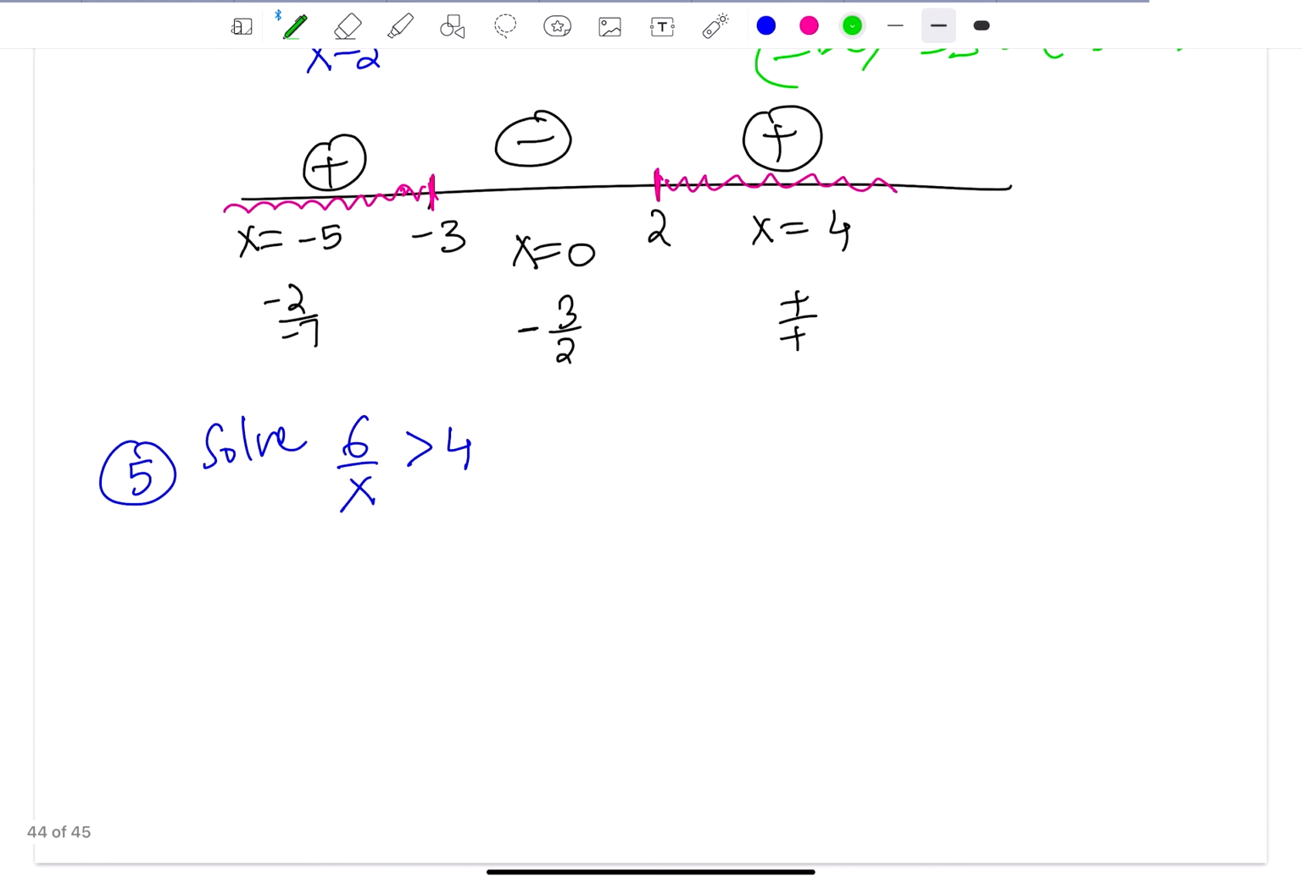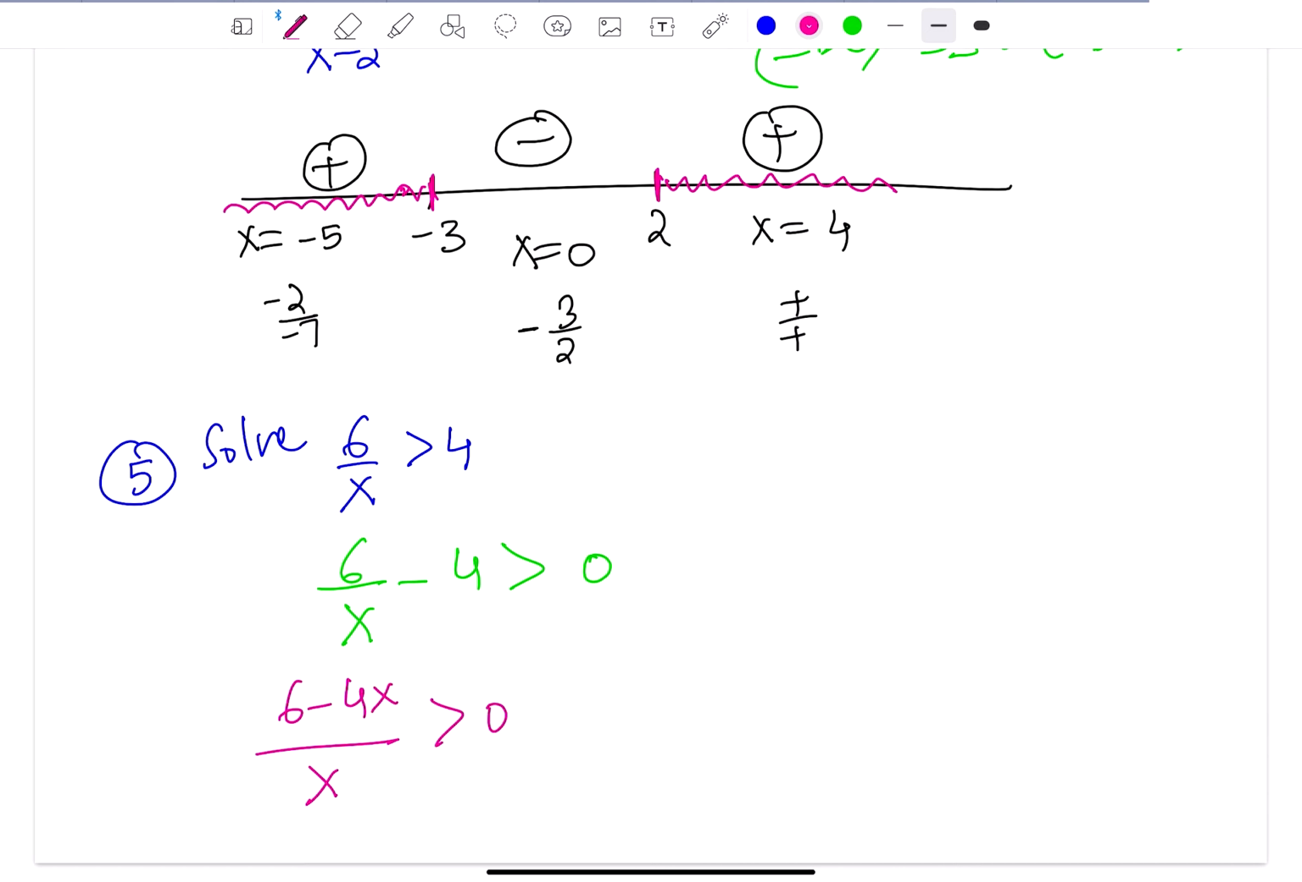Next example, 6 over x is greater than 4. So our first step is to bring the 4 to the left-hand side and try to factor it out if possible, or combine to get a single numerator and single denominator. So this becomes 6 minus 4x over x, greater than 0.